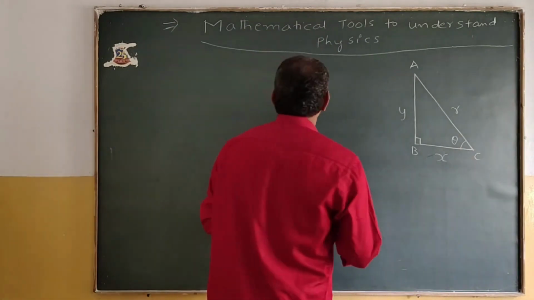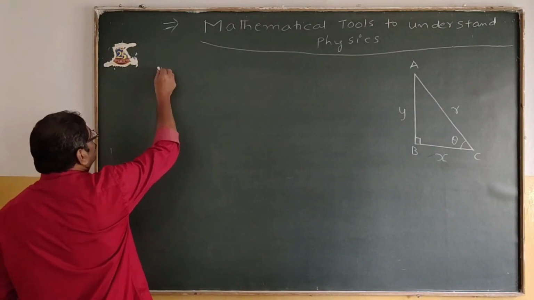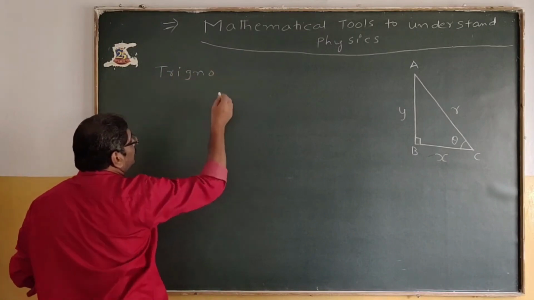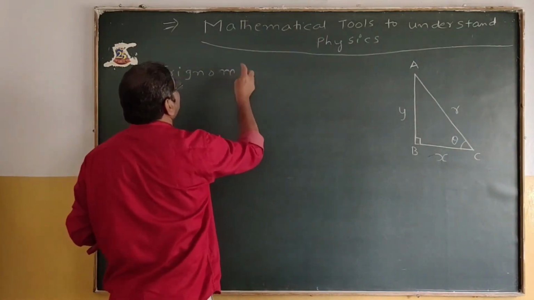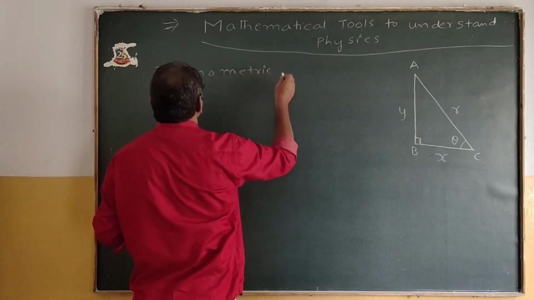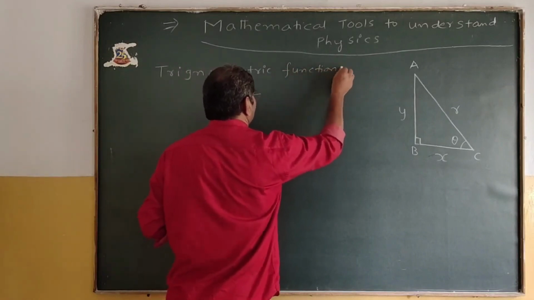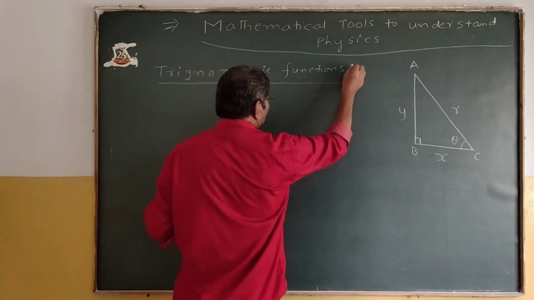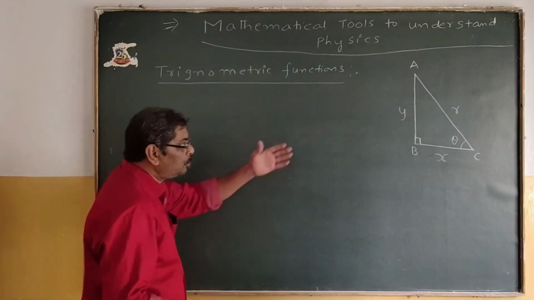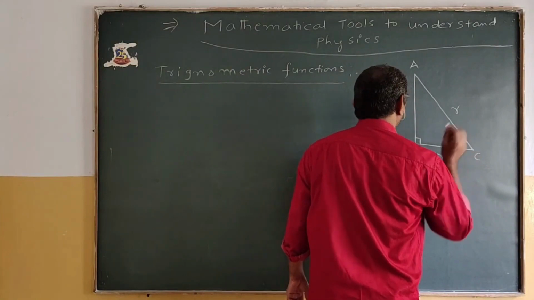The first thing we got is generally called trigonometric functions. You already know these. Now, we have a right angle triangle, and let us say this angle is theta.